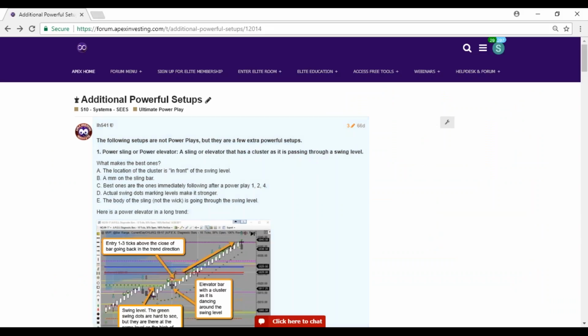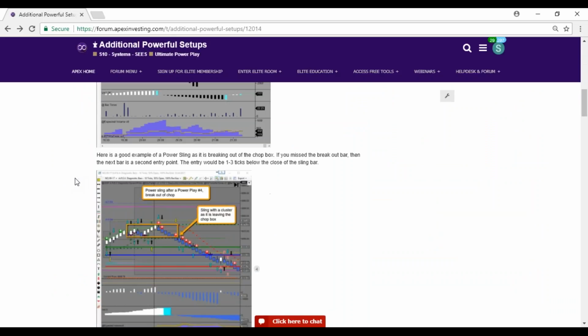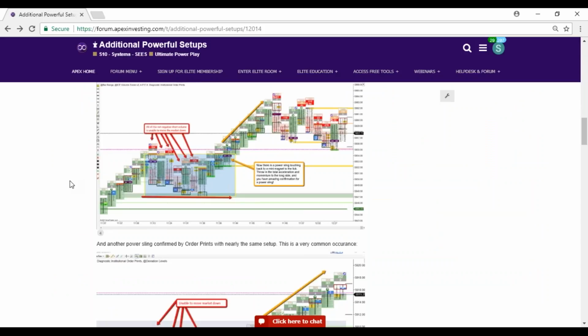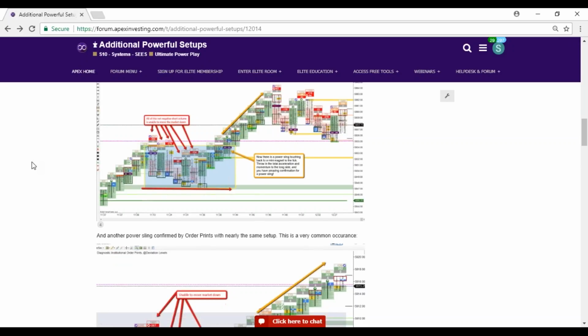So keep an eye out for those, all right? And again, you've noticed here a couple times we've shown you, if you missed the initial breakout trade or the initial power play entry, oftentimes you'll have a pullback of an elevator or a sling right after that that you can take that lines up with these, okay?